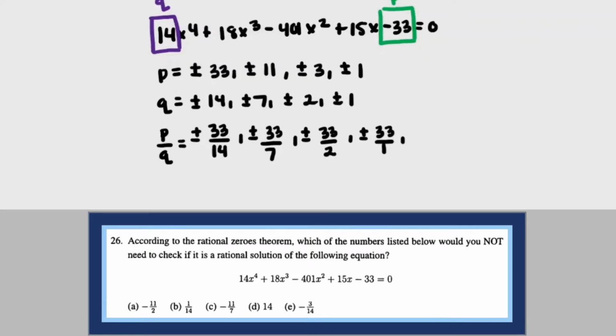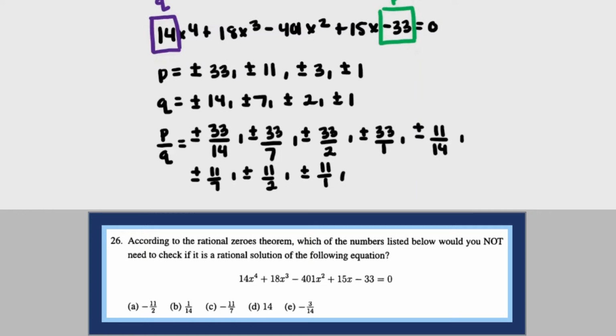Okay, so now if we move on to 11, that will be plus or minus 11 over 14. Then we'll have plus or minus 11 over 7, plus or minus 11 over 2, and plus or minus 11 over 1.